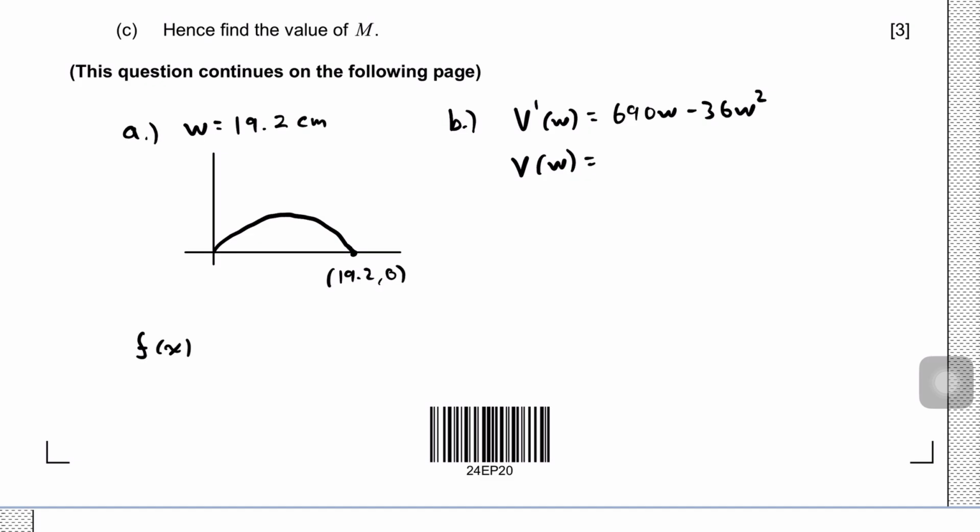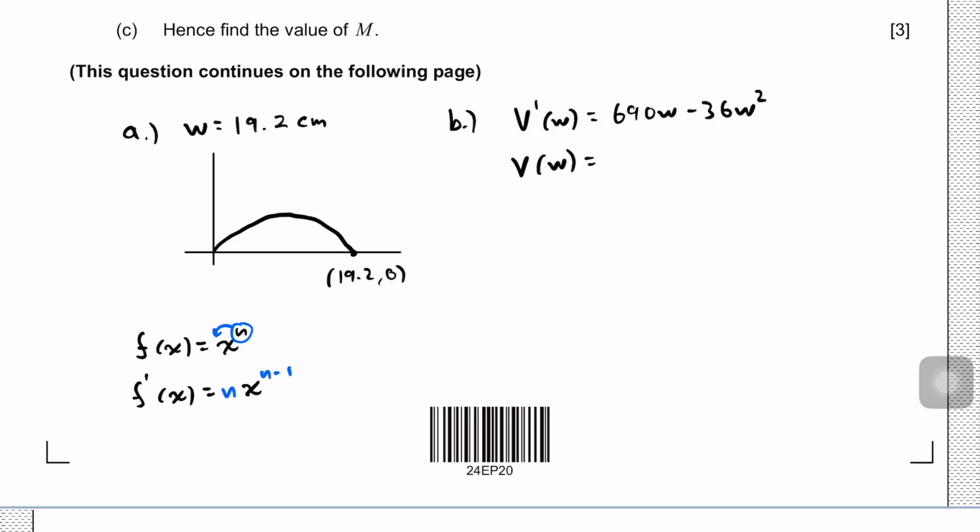For example, f of x is equal to x to the power of n, and then f prime of x is the derivative. We take this n, multiply it out in front, and then we have x to the n minus 1. And how can we reverse that process?